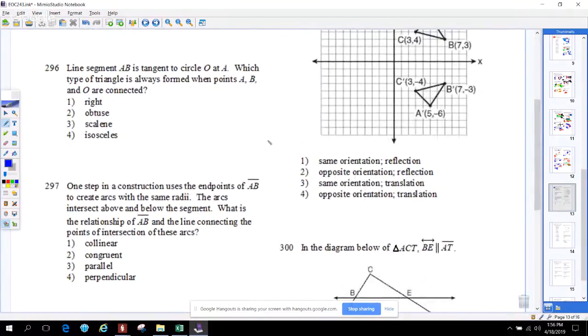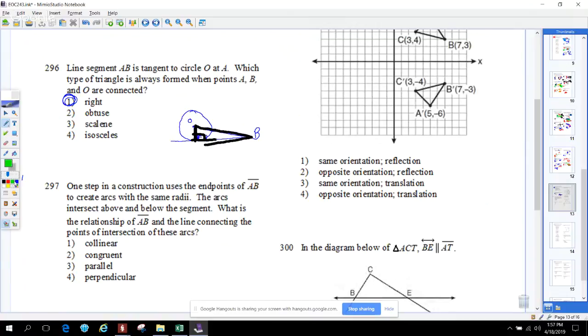296. Line segment AB is tangent to circle O at A. So here's my circle O. Here's my tangent. Here's my A. Here's my B. Which type of triangle is always formed when A, B, O are connected? Yes, excellent. It is a right triangle. Why is it a right triangle? It's a right triangle because the radius and the tangent always form a right angle. That's why.